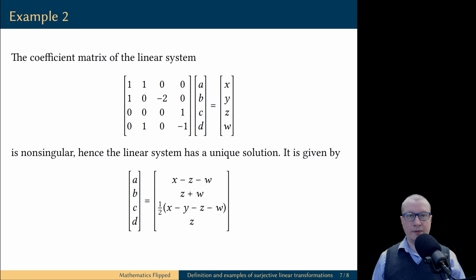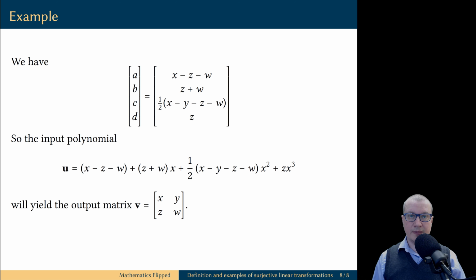It turns out that the coefficient matrix is non-singular, so this linear system has a unique solution given by this equation. But this means that for any possible 2 by 2 matrix, we can find a polynomial of degree at most 3, so that the value of the linear transformation on this polynomial is the prescribed 2 by 2 matrix. Notice that the input polynomial of course depends on what output matrix we would like to receive. But because every matrix is a value of the linear transformation, it means that the linear transformation is surjective.